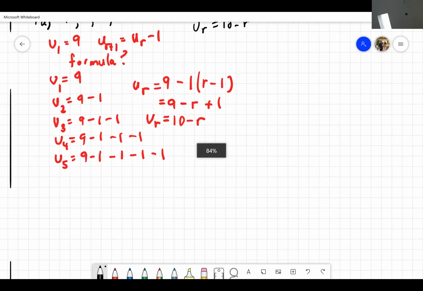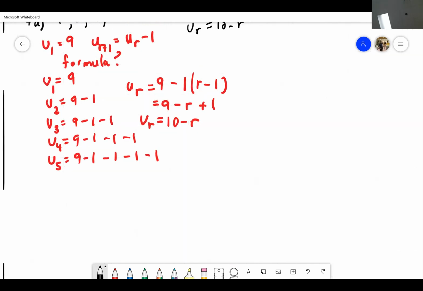Do you want to try another one? All right, let's see if you're clever. So 4C. 4C gives you 4, 7, 12, 19. Find a formula for that.